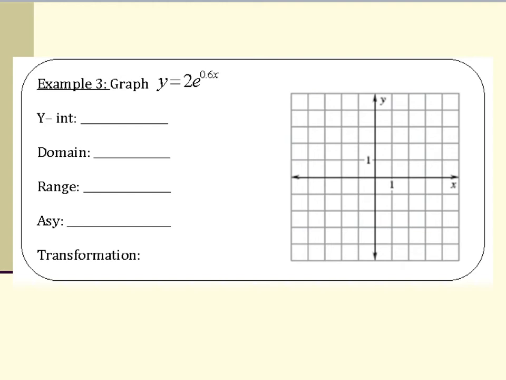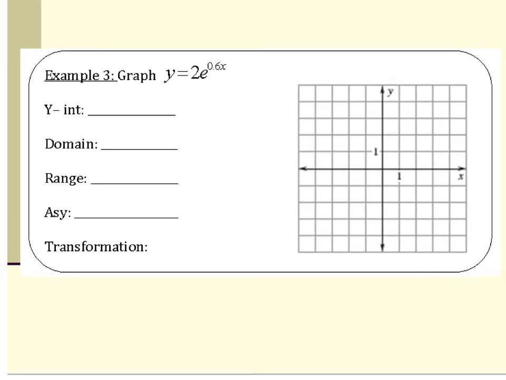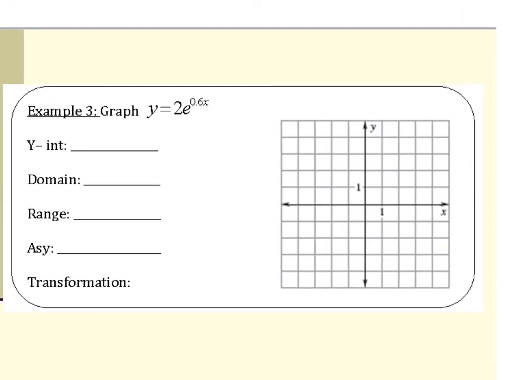Okay, in this example, we're going to graph y equals 2e raised to the 6/10 times x power. Now, remember, we have y equals a times b to the x power, and in the a position here is 2. So we know our y-intercept is going to be the point 0, 2. And we also know that we've got a transformation going on here. So 0, 2 is right here on my graph.